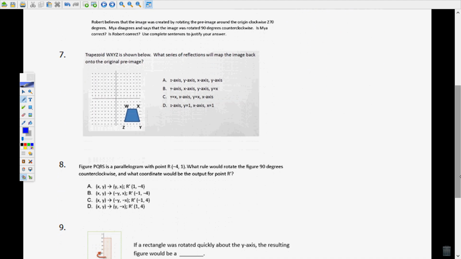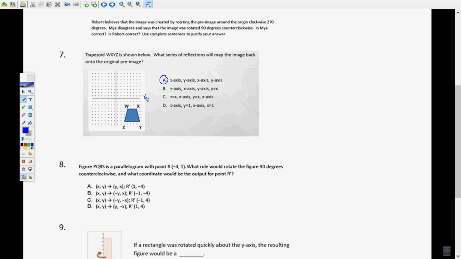Number 7. Trapezoid WXYZ is shown below. What series of reflections will map the image back onto the original pre-image? So what they're asking is, how can I get WXYZ back to where it started? Which one of these 4 options does that for us? And actually, they have given us the answer first.